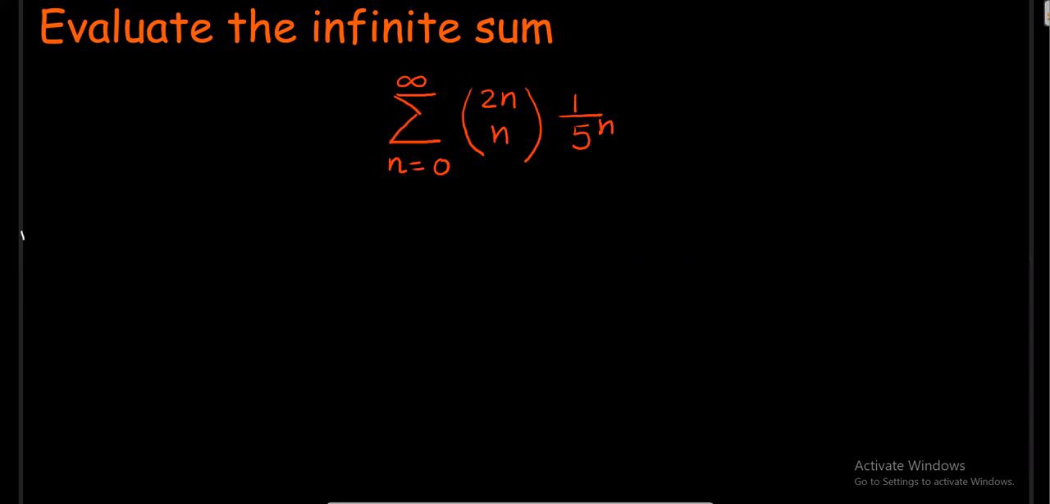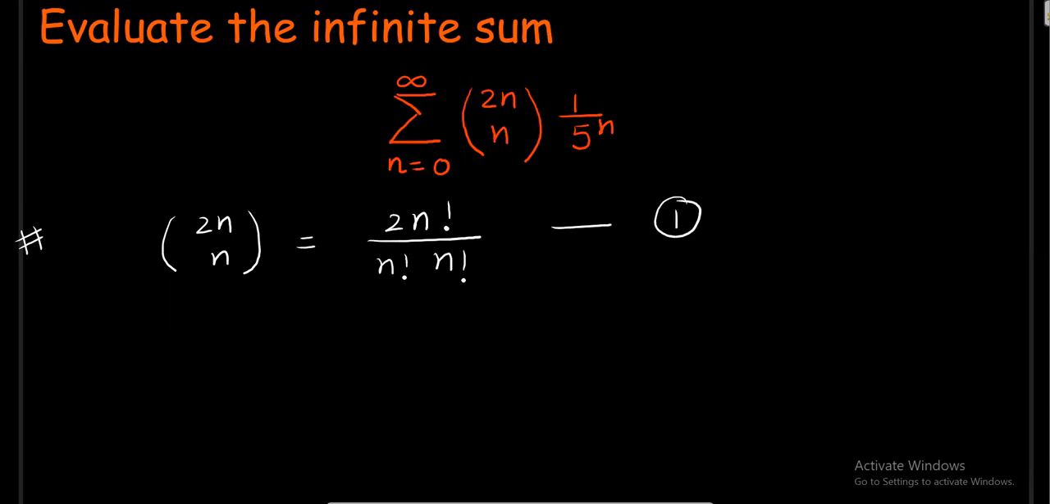Before actually starting the question, let me tell you the symbol (2n, n) written within the parenthesis like this implies 2n factorial divided by n factorial n factorial. So this is the first thing that you should know while solving the question. Okay, now let us proceed with the question.